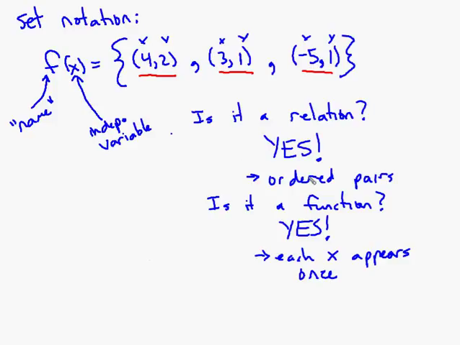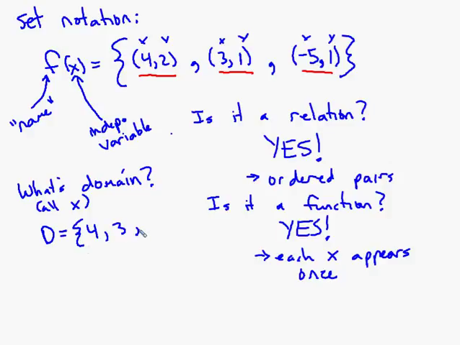So now, since we have a relation, we have a function, we might ask the next question, what's the domain? Well, the domain is all the possible x's. Well, what's my domain? I might write D for domain, and I make a new set. And I list in it all the things, 4, 3, and negative 5. You may want to put those in order. I'm just going to write them in the order they appear. Do you see where I got 4, 3, and negative 5?